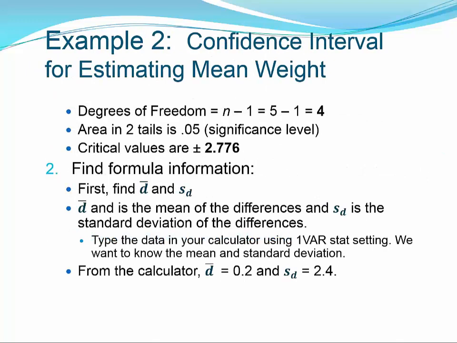We find the degrees of freedom, which is one less than the total matched pairs. So we are on the fourth row of table A3. We also determined that the alpha is 0.05 in two tails. So we're going to get the same critical value, plus or minus 2.776. We also need to know d bar and s sub d, and we got that from typing the differences in our calculator and calculating the mean and standard deviation.